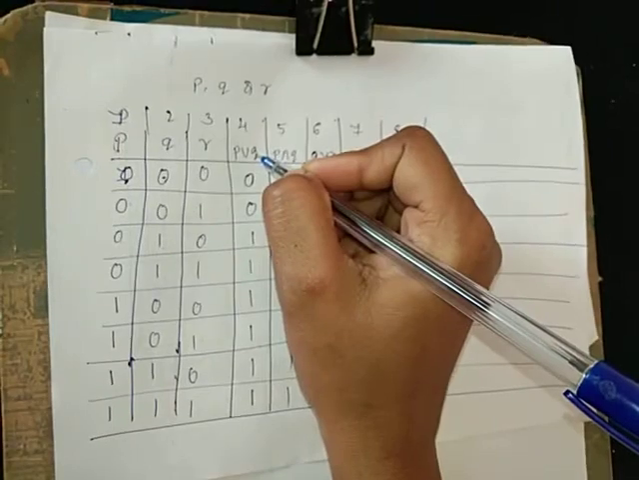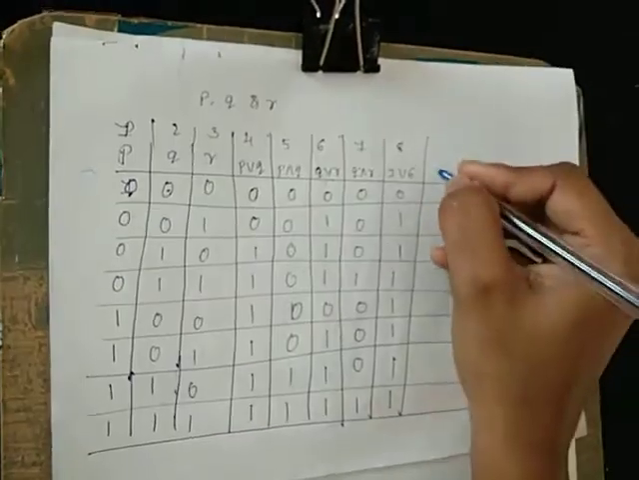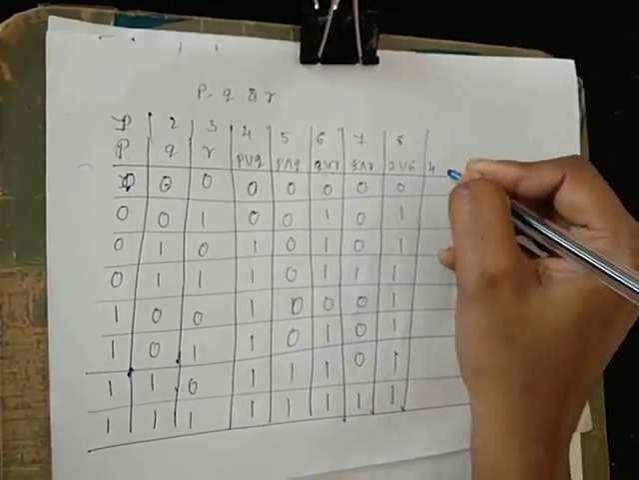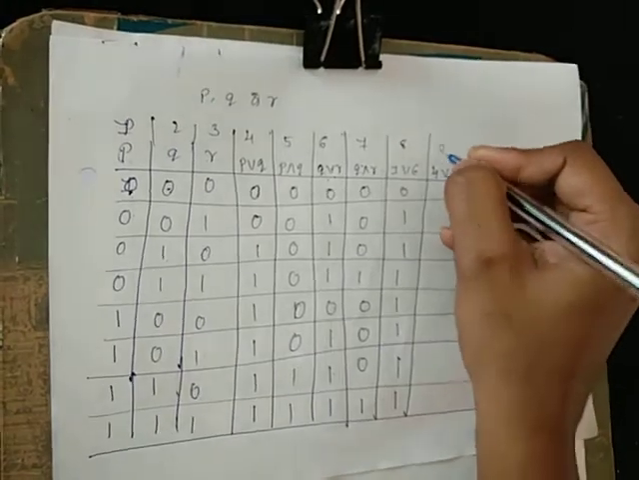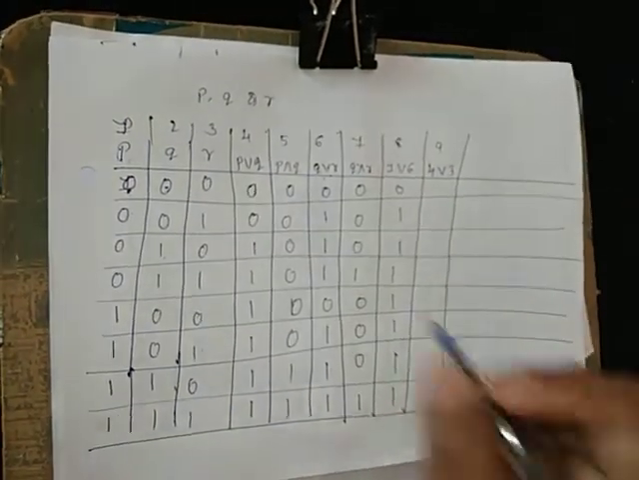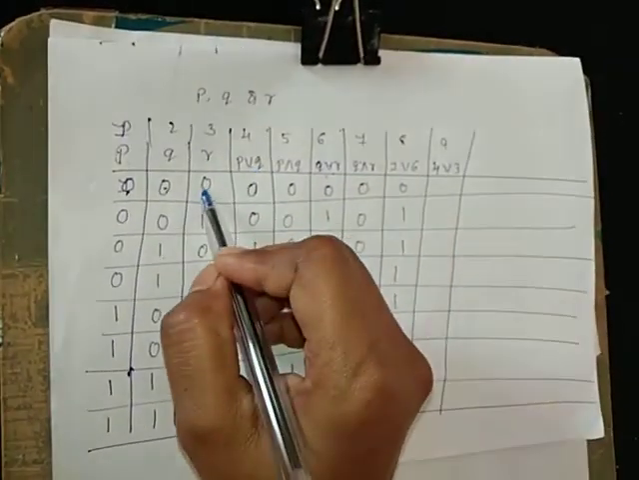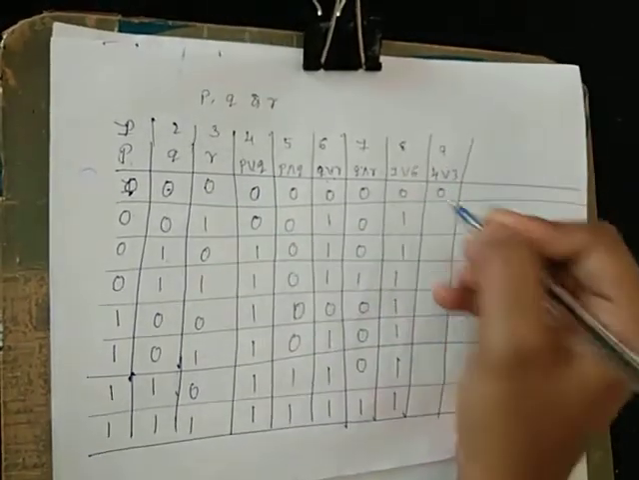Now we have to construct P or Q or R. P or Q or R means column 4 or column 3.